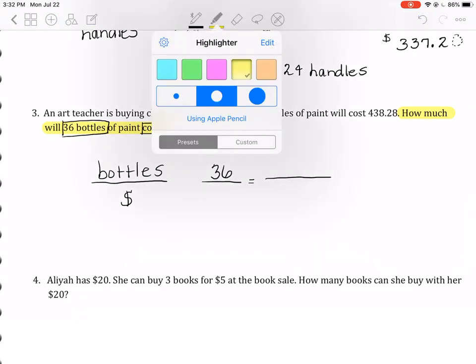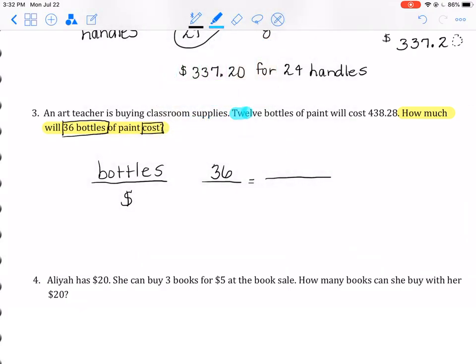Okay, let's back up and get our given ratio. That's 12 bottles, $438.28. And here is the multiplying. It's okay that it's going the opposite way this time. That's perfectly normal.